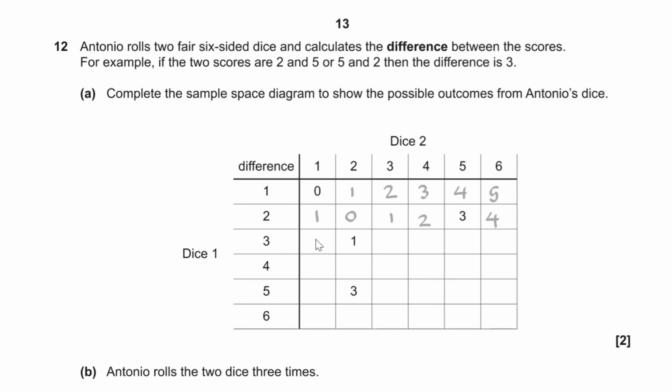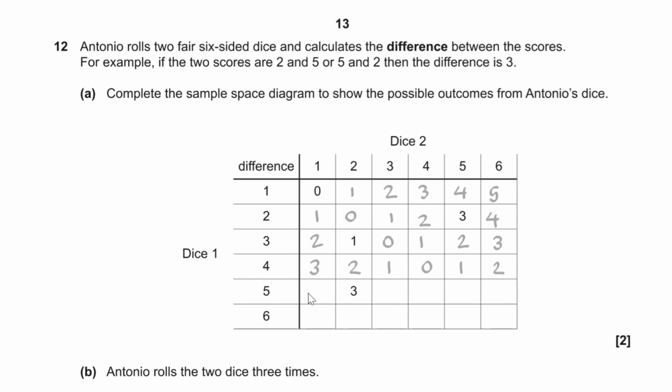And then we've got 3 take 1, which is 2. 3 take away 3, which is 0. 4 take 3, which is 1. 5 take 3, which is 2. 6 take 3, which is 3. And then we've got 4 take 1, which is 3. 4 take 2, which is 2. 4 take 3, which is 1. 4 take 4 is 0. 5 take 4, that's 1. 6 take 4, that's 2.